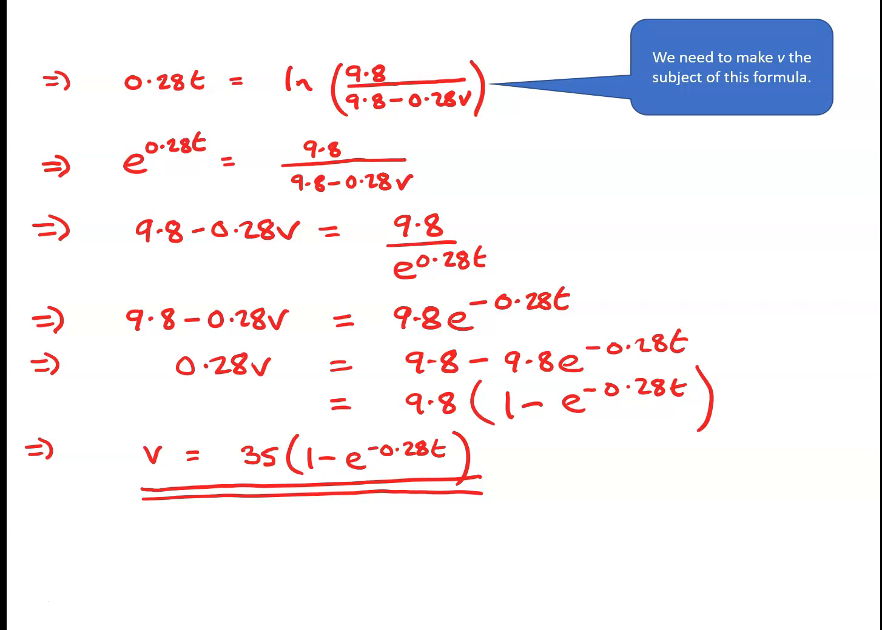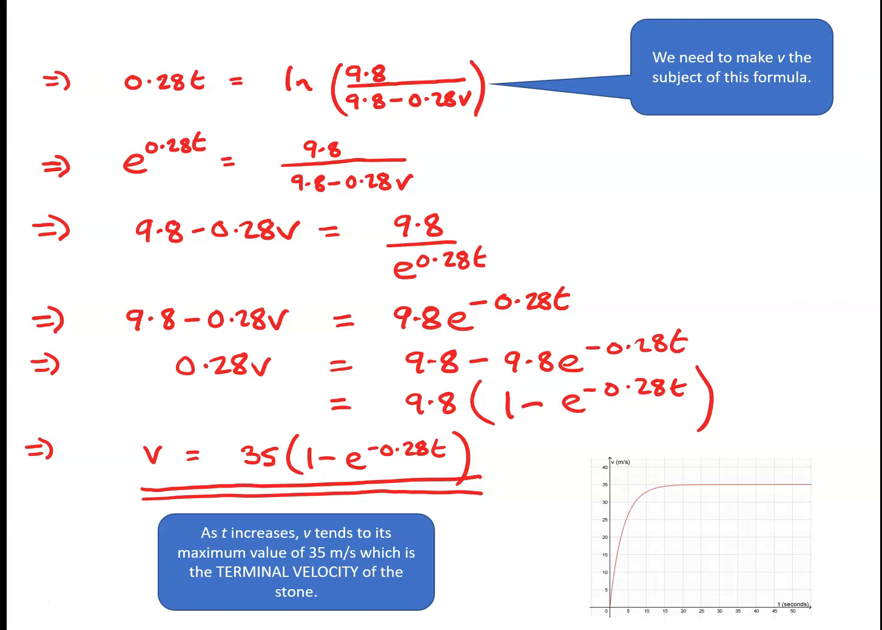Now if we use a graph drawing package just to sketch the graph of this, we can see that we're getting a graph where v simply increases from 0 and approaches a limit of 35 meters per second. And if you remember, 35 meters per second was the maximum velocity, or sometimes called the terminal velocity, of the stone as it was falling.